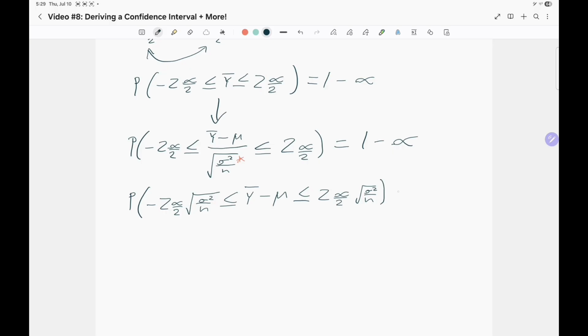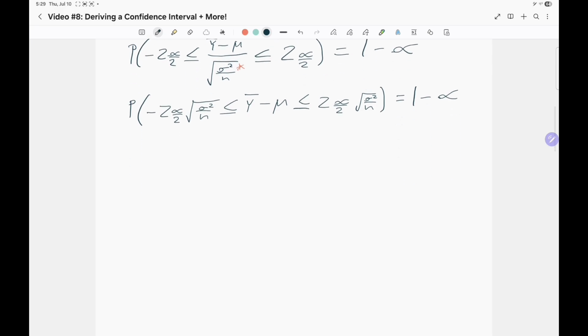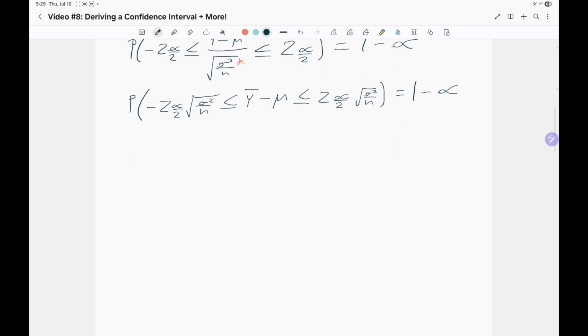I just multiplied everything by the standard error on the bottom. That's the easiest way to say that without saying square root of variance over n. All right, now we're going to subtract the sample mean from all parts of the inequality here.